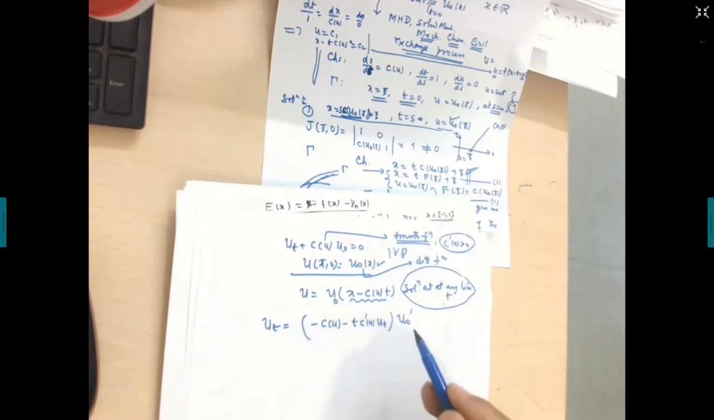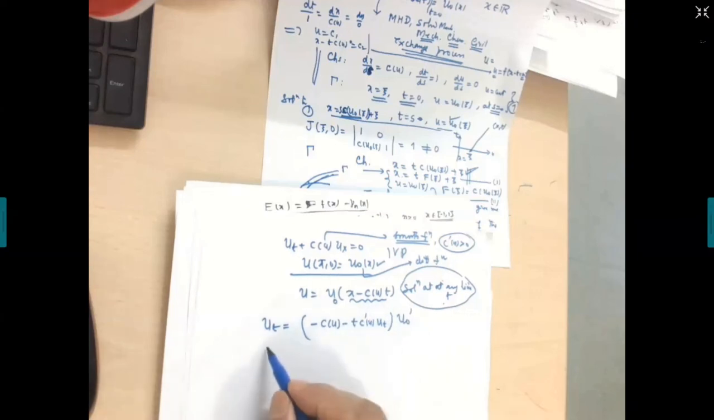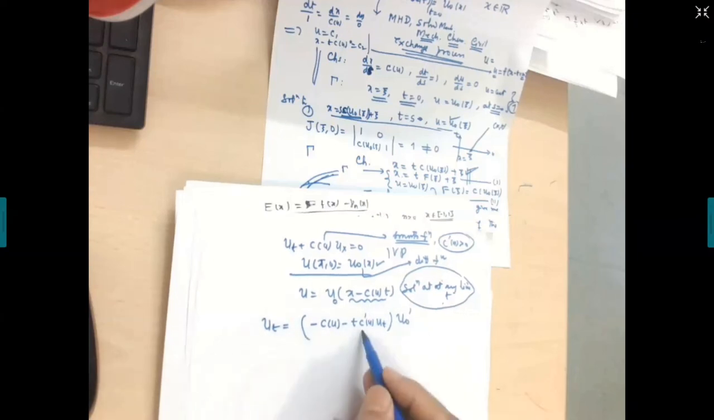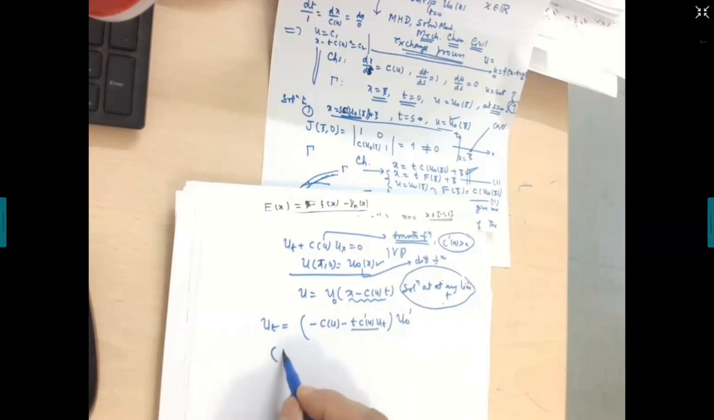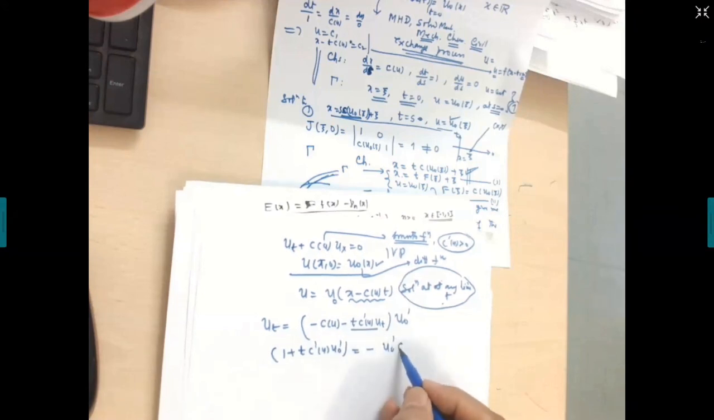So del u by del t will be u naught dash, where dash means derivative with respect to this expression, x minus C t. Is it all right? So transposing this to the left, what do you get? 1 plus t times C dash of u into u naught dash. This equals minus u naught dash into C.